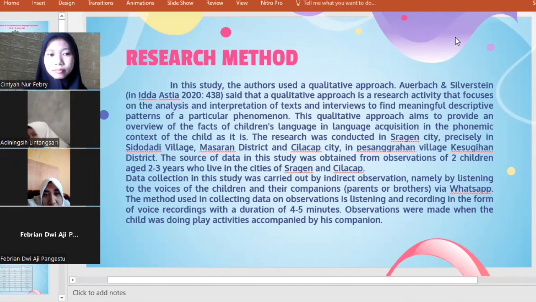And the research was conducted in Sragen City, precisely in Sidodadi Village, Masaran District, and Cilacap City, in Pesanggrahan Village, Kesugihan District. The source of data in this study was obtained from observations of two children aged 2 and 3 years who live in the cities of Sragen and Cilacap. Data collection was carried out by indirect observation, namely by listening to the voice of children and their companions, parents or brothers via WhatsApp. The duration via WhatsApp is 4 to 5 minutes.